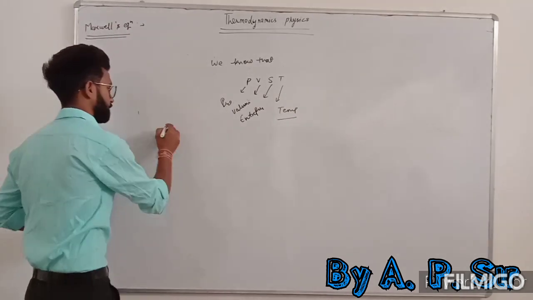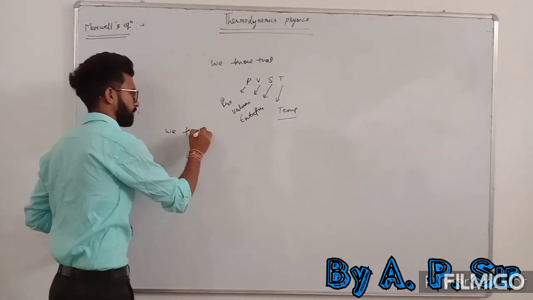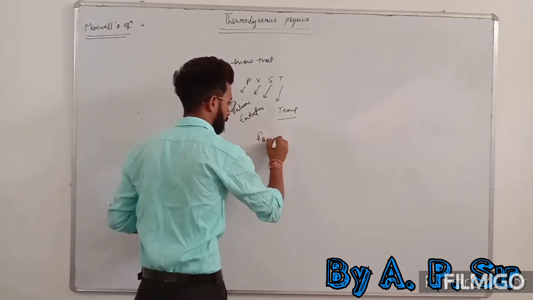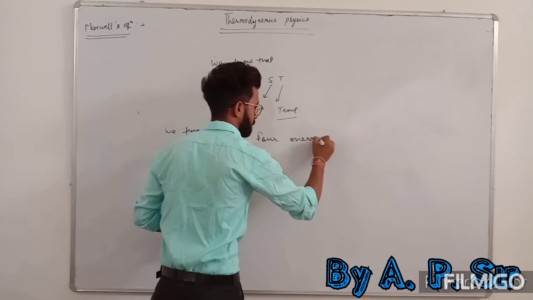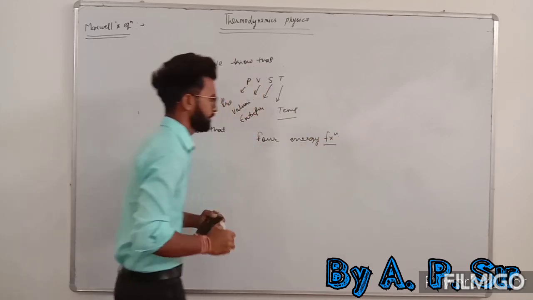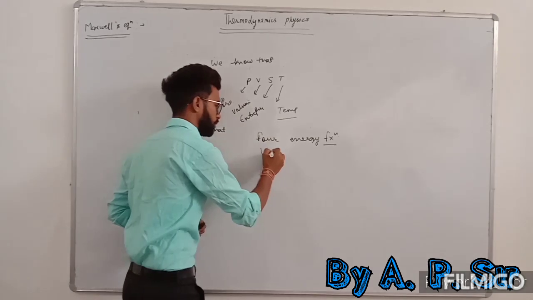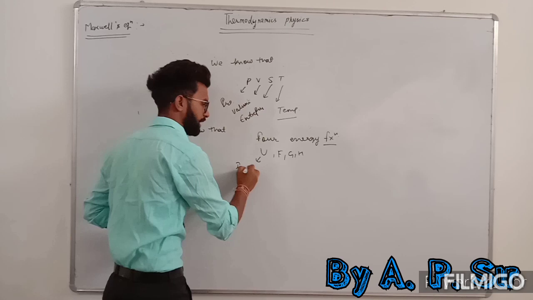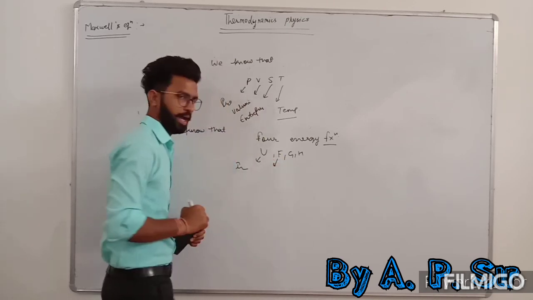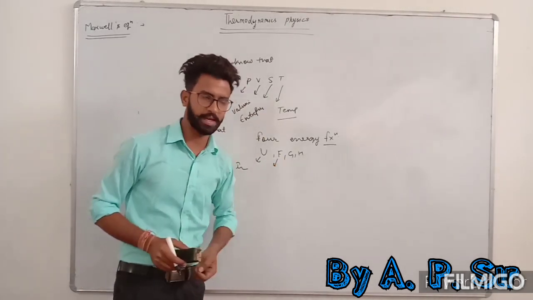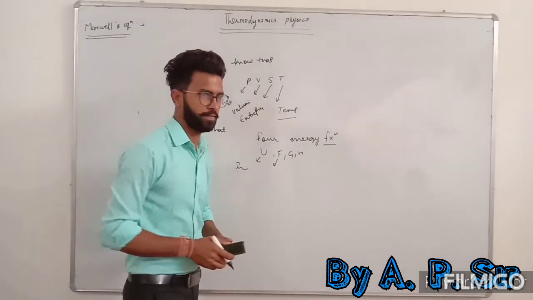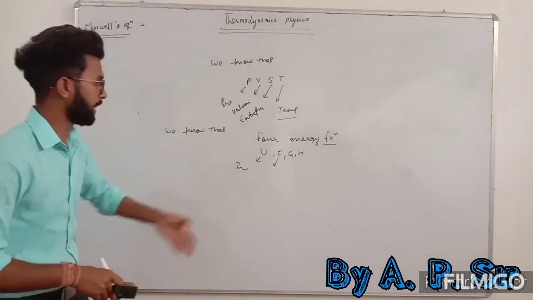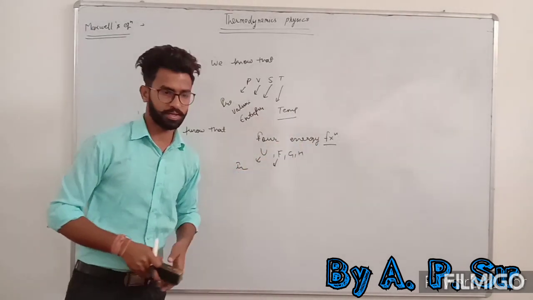We know that thermodynamics has four energy functions: U, F, G, H. U is internal energy, F is Helmholtz energy, G is Gibbs free energy and H is enthalpy. Then we discuss the Maxwell equations by these four energy functions.